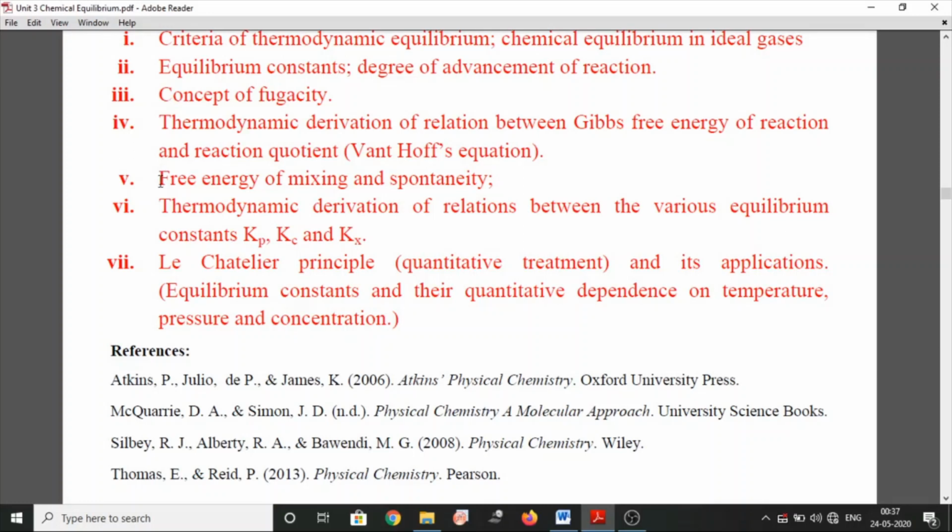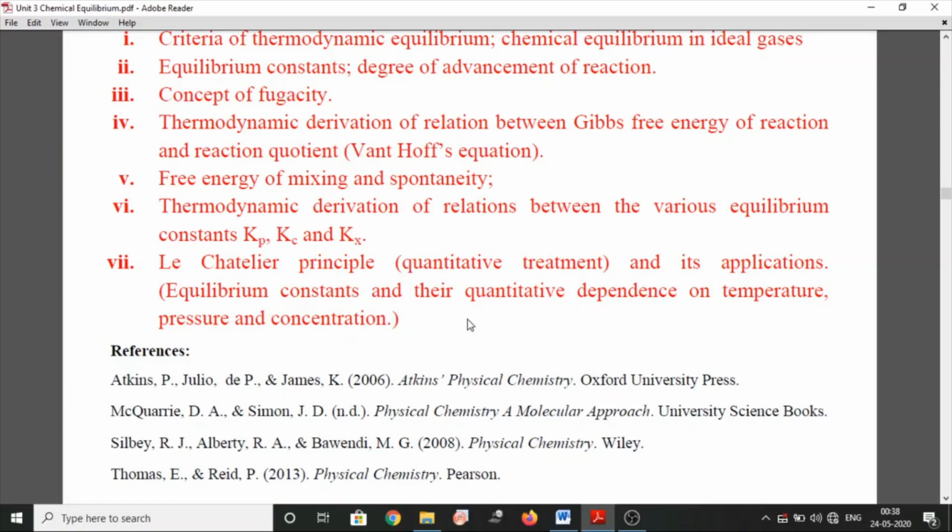Then we will discuss the relation between various types of chemical reaction equilibrium constants, like equilibrium constant at constant pressure, equilibrium constant with respect to concentration and equilibrium constant with respect to mole fraction. Then at the end we will discuss Le-Chatelier's principle. We will basically discuss the quantitative treatment of Le-Chatelier's principle. We will try to understand how equilibrium constants vary with respect to temperature, pressure and concentration.